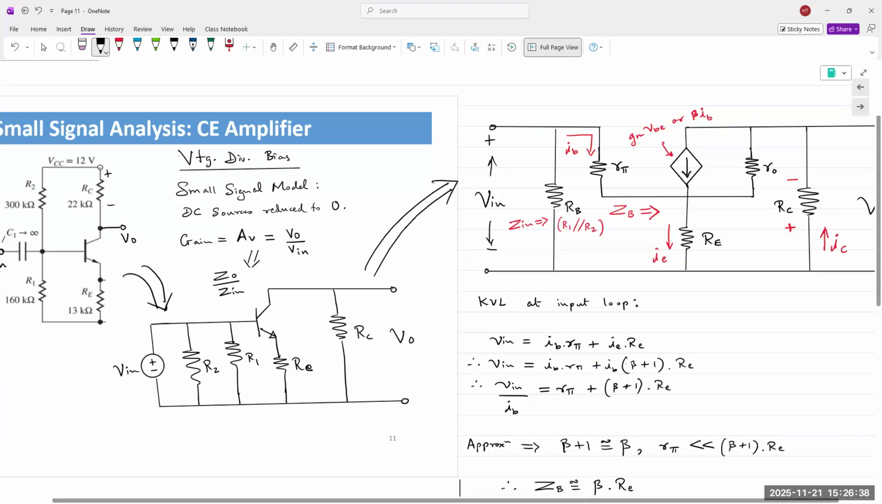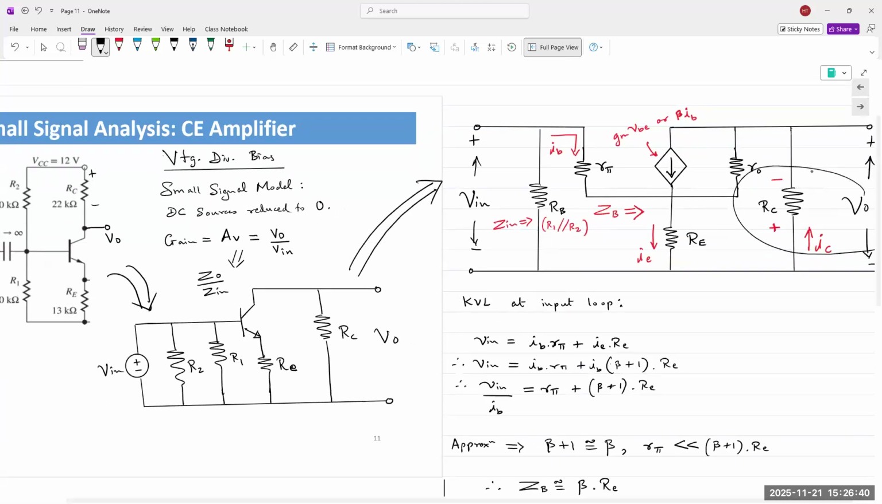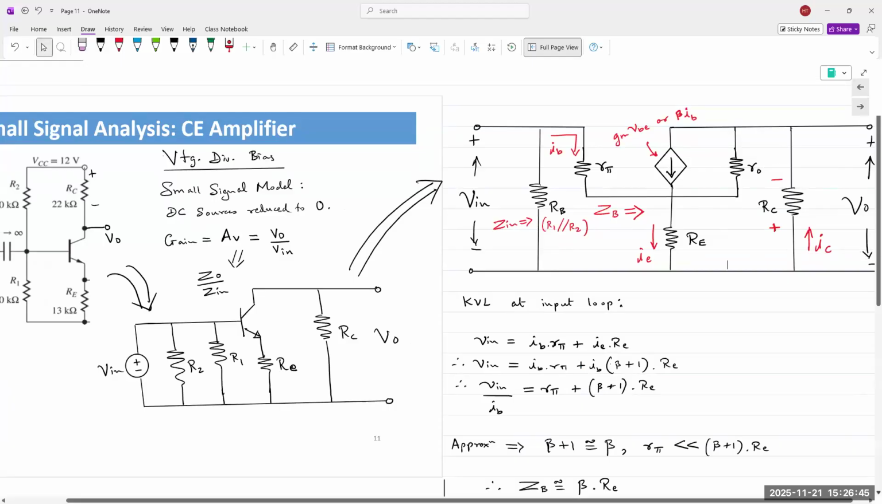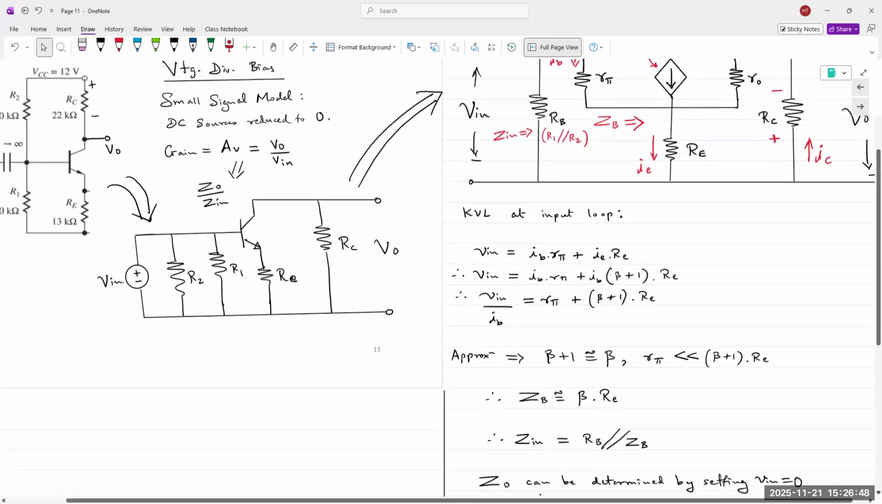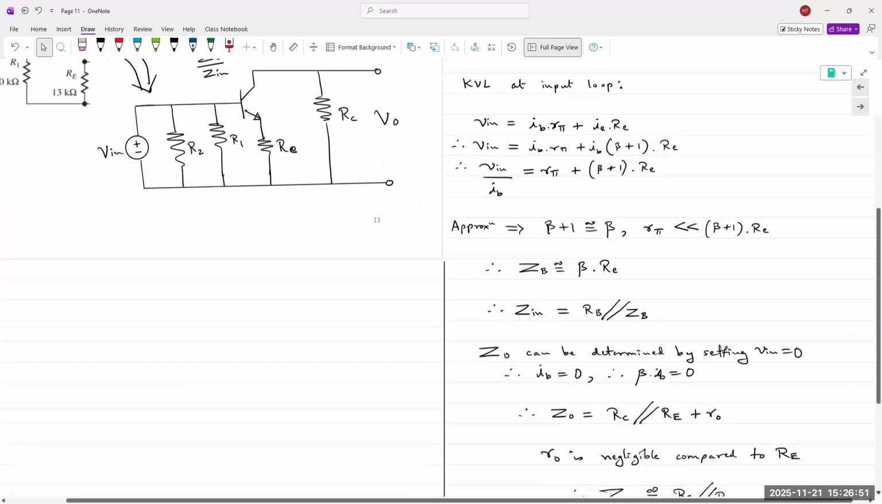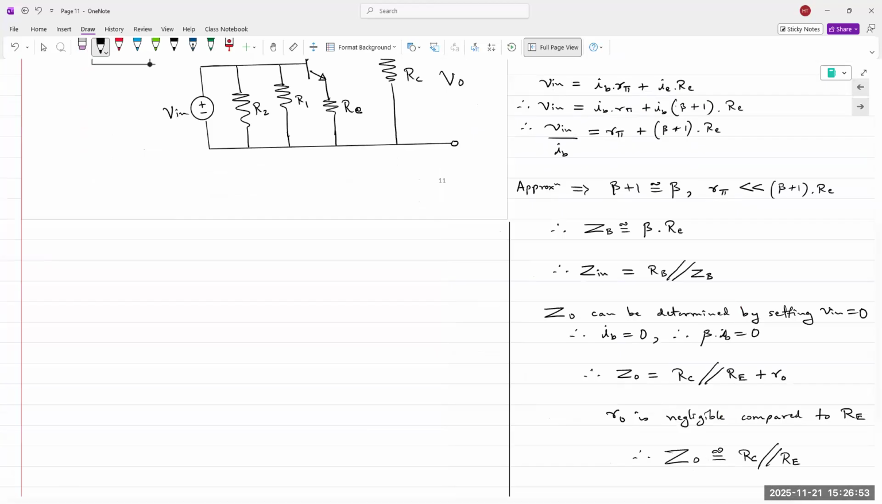From here, the output, we know what VO is. VO is the voltage drop across RC, and the voltage drop across RC is in the opposite direction. And so we can write VO is equal to minus VRC, the collector resistor voltage, which is minus IC times RC. Therefore, VO is equal to minus beta IB times RC.